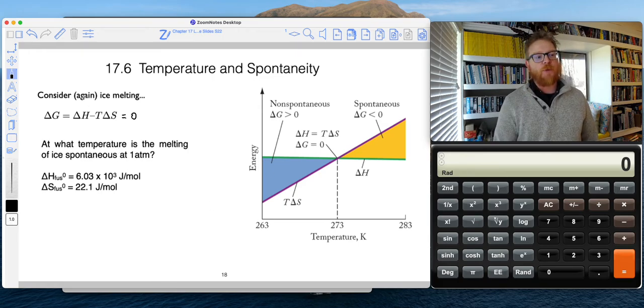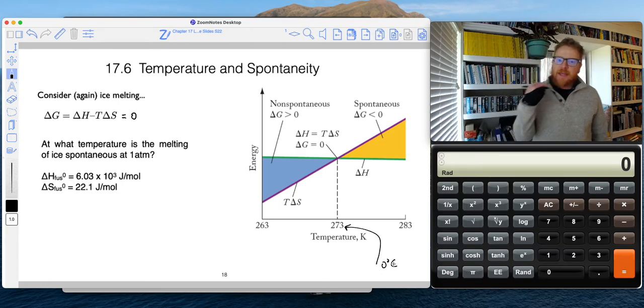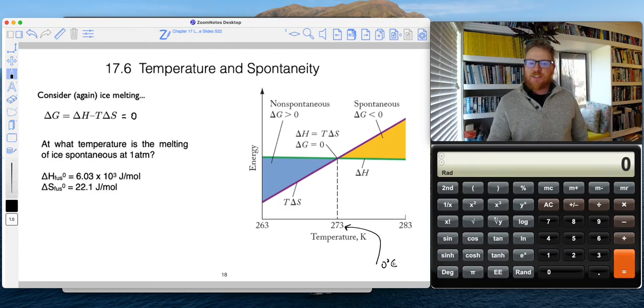So for example, if we consider again ice melting, and we look at this scale here, energy versus temperature. We know ice melts at 273 Kelvin, right? Let's just remind ourselves that that's 0 degrees Celsius. So if I have an ice cube above 0 degrees Celsius, it should be spontaneous, right? The delta G should be negative.